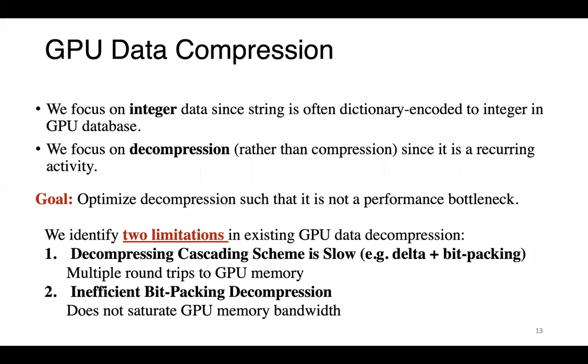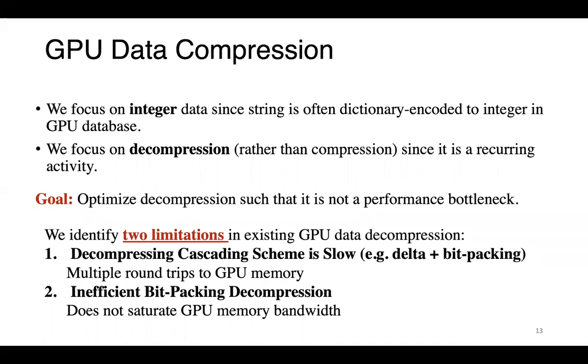After doing some investigations, we identified two limitations in existing GPU data decompression schemes. The first limitation is that decompressing a cascading compression scheme is slow. A cascading compression scheme is multiple compression schemes layered on top of each other. For example, we can have bitpack encoding on top of delta encoding, which results in a cascading scheme of delta plus bitpacking. Decompressing this scheme is slow since it requires multiple round trips to the GPU memory, as we will show in the next slides.